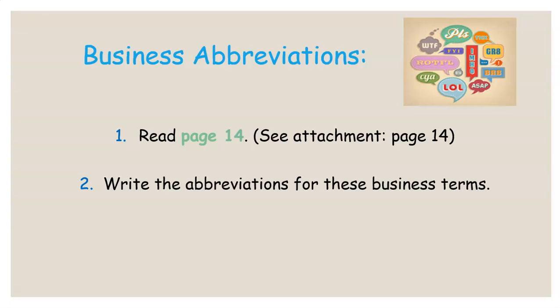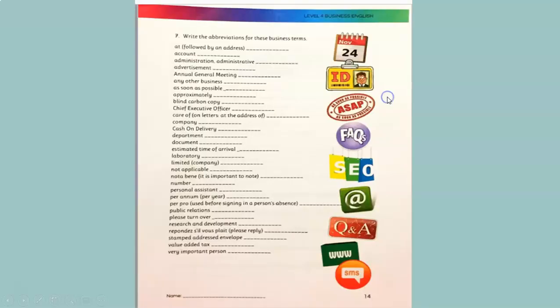Okay, so the second thing then, guys, is business abbreviations. Read page 14 that has been attached to the email and download it and write the abbreviations for these business terms. This is page 14. As you can see, these are the words and you just have to write the abbreviations beside them. If we were in class, I would ask you to do this with your partner. So if you're doing this at home, maybe you could ask your housemate or your friend to help you out with it.